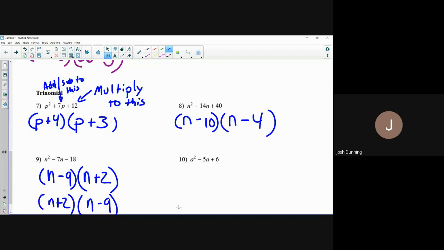10, same idea as 8. The end is positive, but the middle's negative. So it has to be a negative times a negative to get a positive, and a negative plus a negative to get that negative 5. 2 times 3 is 6. 2 plus 3 is 5. There you go.